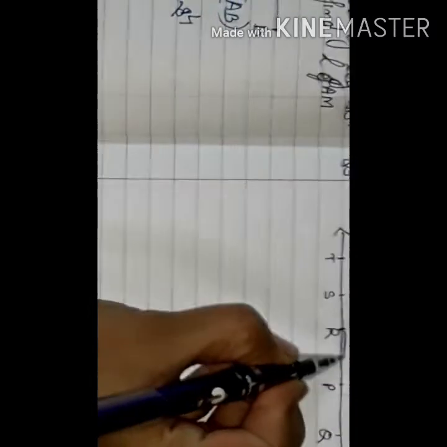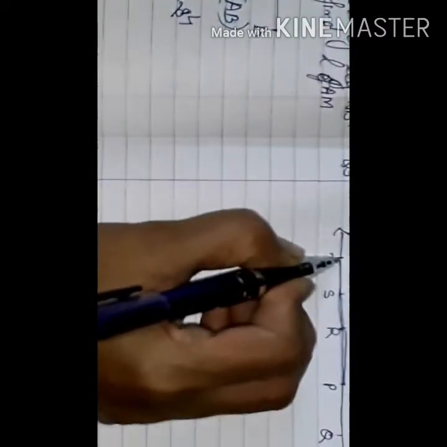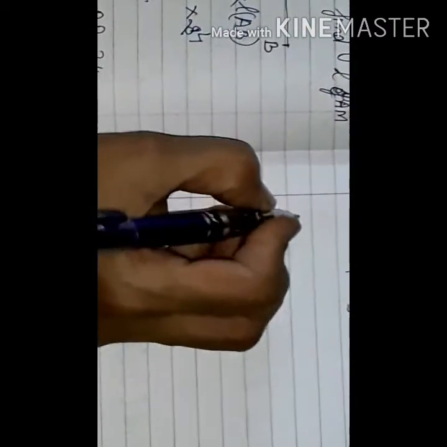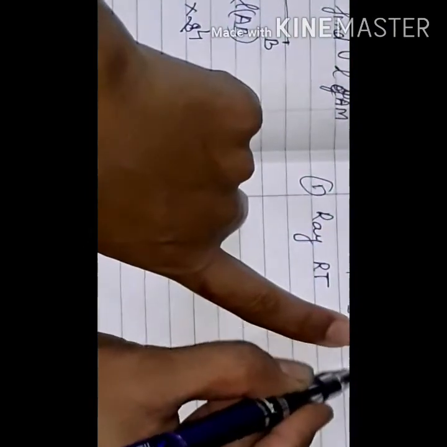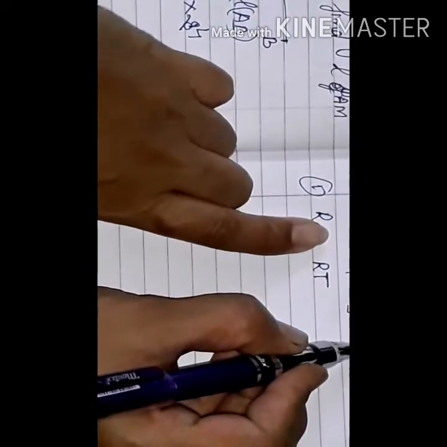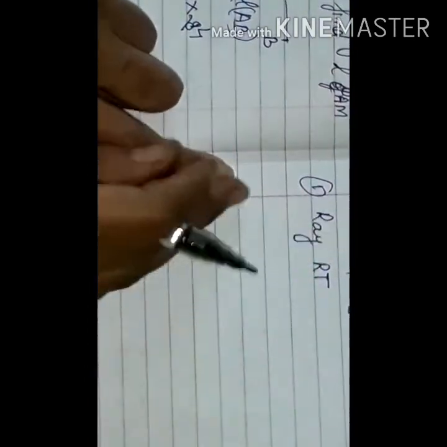Now, the first question is to write the name of the opposite ray of ray RP. Suppose RP is the ray. What will be the opposite ray? RT. Got it? So, only one word you have to write, that is ray RT. RP they have given us, and the opposite ray is RT. So, moving towards the second.